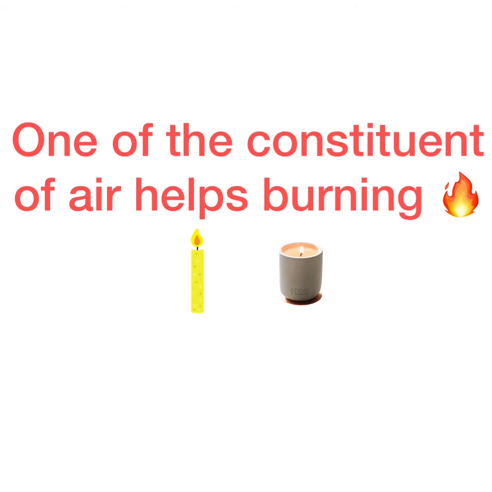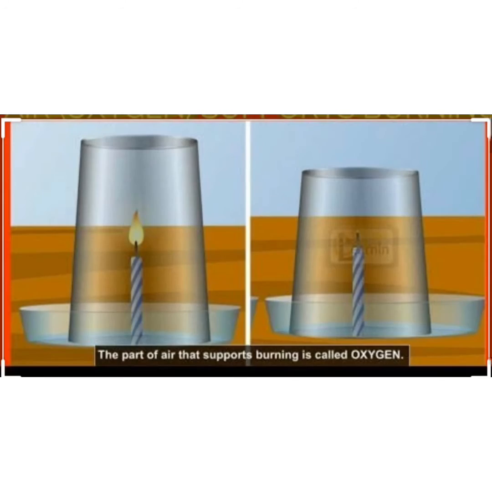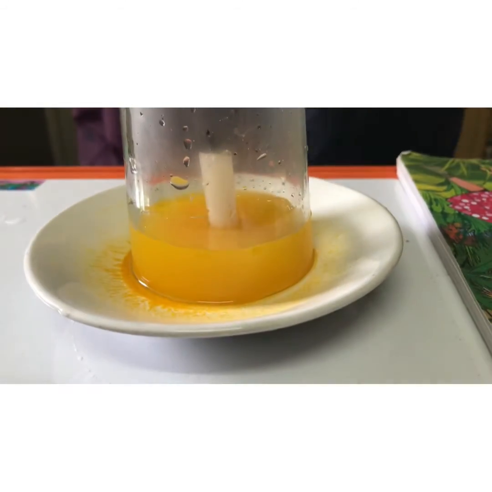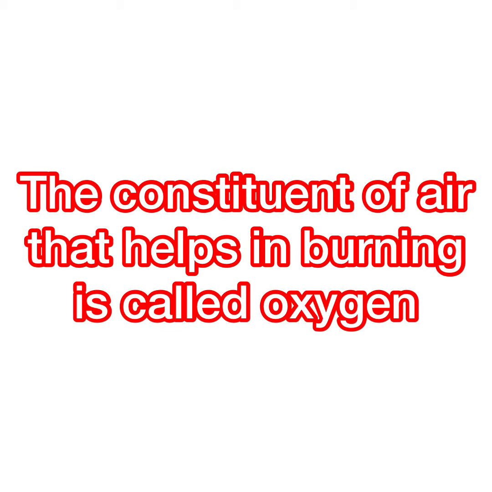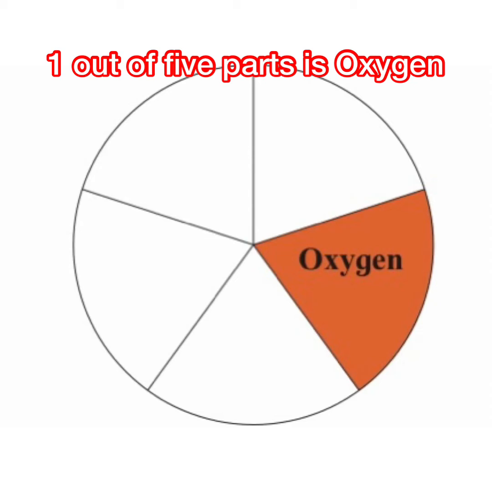Now this shows that one of the constituents of air helps burning. As it gets used up, water rises in the tumbler. When that constituent is finished, the candle stops burning and it goes out. The water level stops rising. The constituent of air that helps in burning is called oxygen. The Earth's atmosphere is made of air. The circle in this picture shows all the air in the atmosphere. If we divide the circle in 5 equal parts, then the oxygen in the air will be equal to one of the parts.